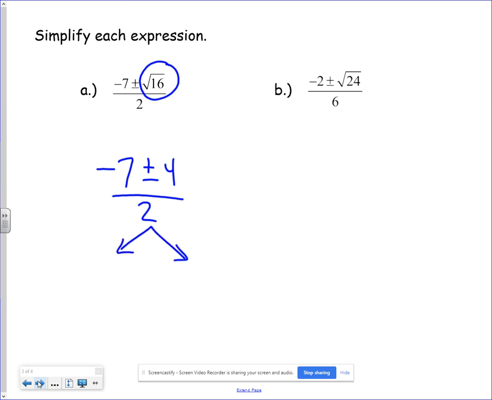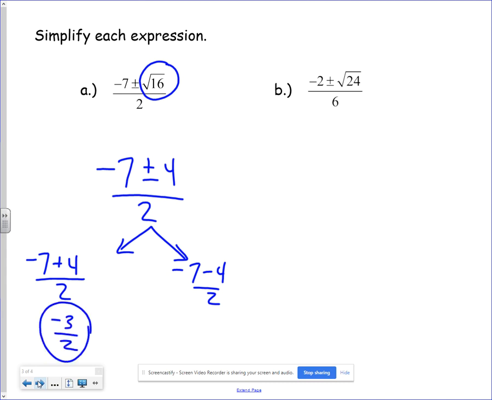So the 2 roots will be negative 7 plus 4 divided by 2 and negative 7 minus 4 divided by 2. So negative 7 plus 4 is negative 3 divided by 2. So one of the solutions is negative 3 halves. Negative 7 minus 4 is negative 11 over 2. So this is the second solution. So the 2 solutions are negative 3 halves and negative 11 halves.